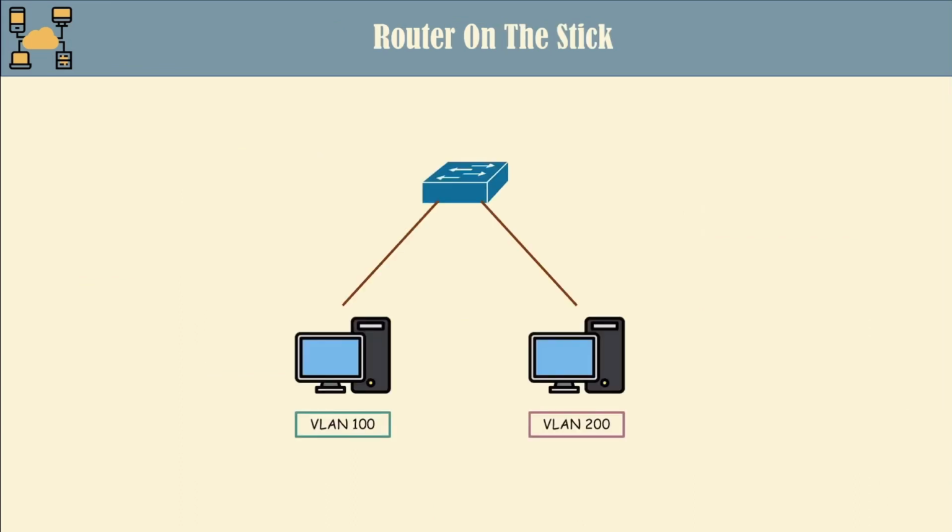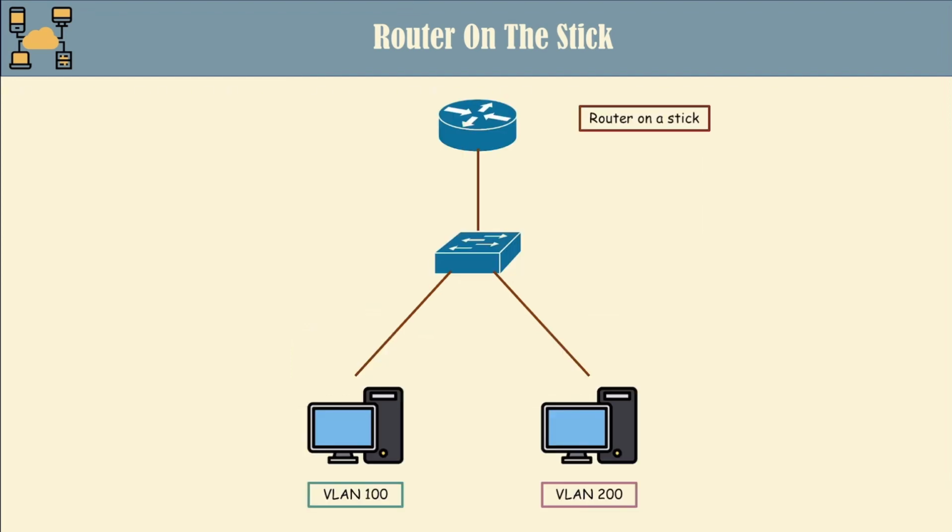By default, when I have two PCs belonging to two different VLANs connected to the same switch, those two PCs won't be able to communicate with each other because they are on separate VLANs. The first method to enable communication between them is to have a router connected to a switch as illustrated in the diagram below. This is referred to as router on a stick.